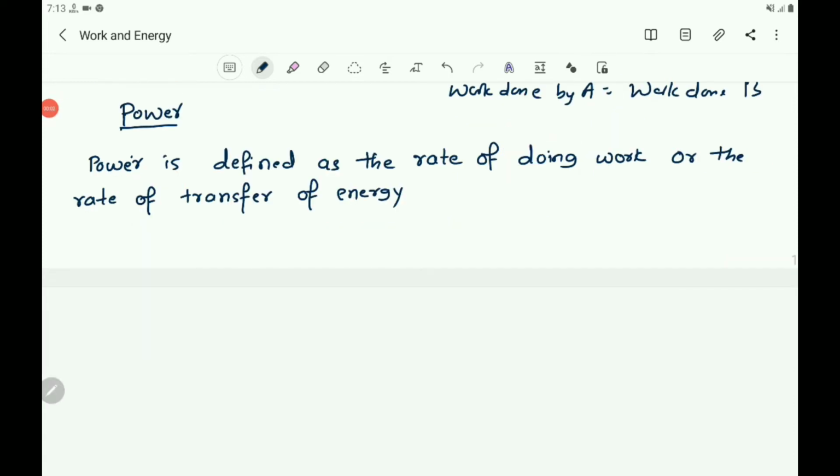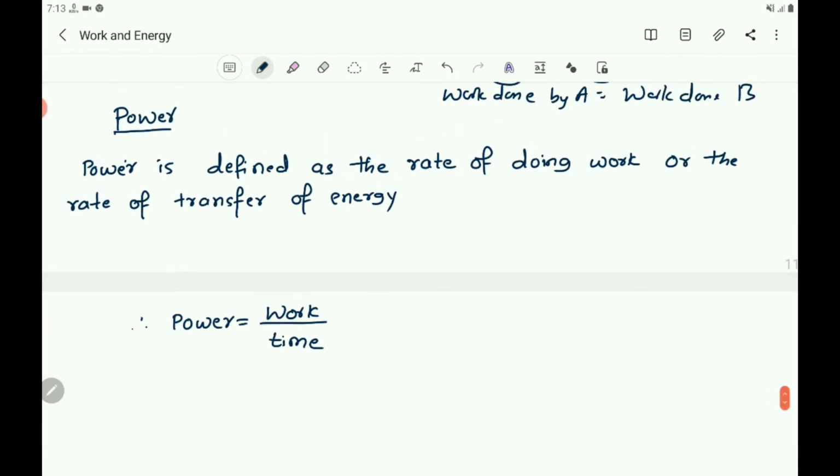So you can write that power equals work by time. Let us denote the power by the letter capital P or small p. So write P equals W by T. W is the work done.